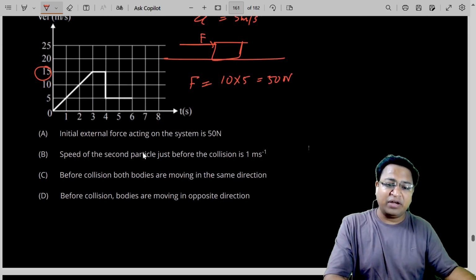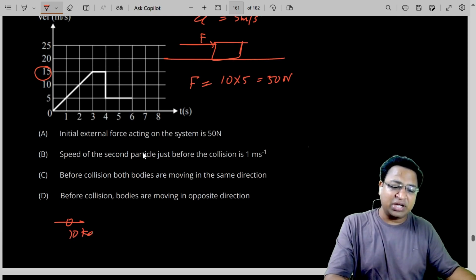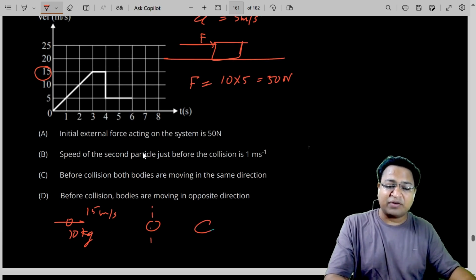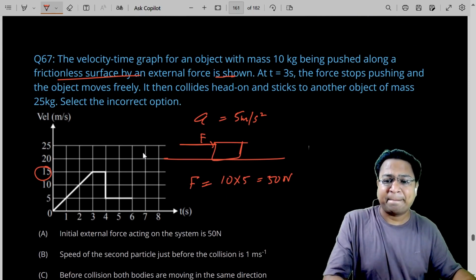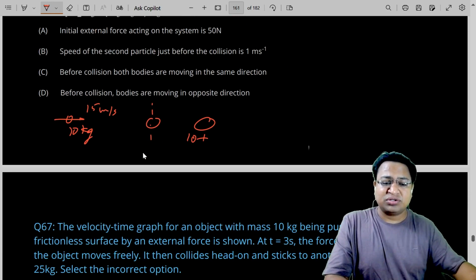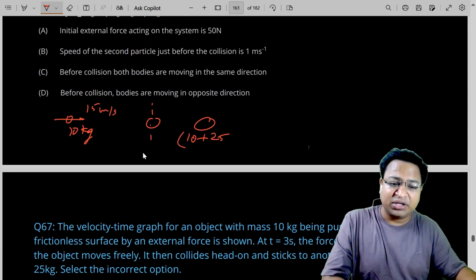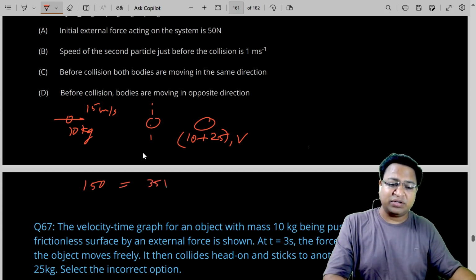Okay. So we have a particle of mass 10 kg, and at the end of 3 seconds, it was moving with 15 meter per second. Now it's collided with something which was at rest, and after collision, the composite mass of 10 plus how much? 25. Okay, so 10 plus 25 into V. So this will become 150 is equal to 35 V.